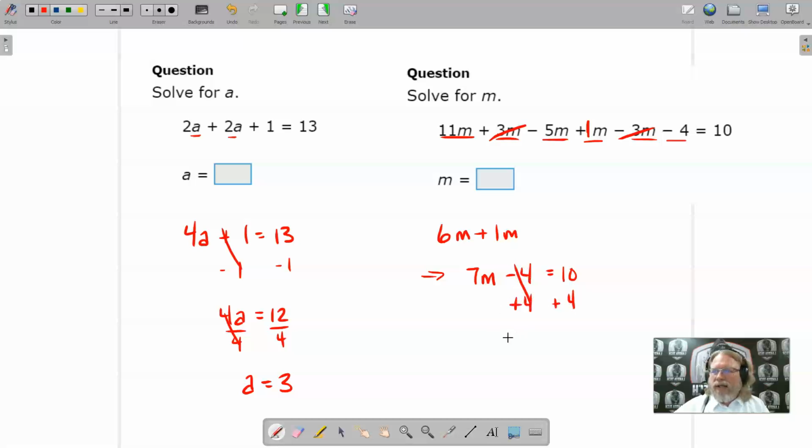The opposite's going to cancel each other out, leaving us with 7m, and 10 plus 4 is going to give me 14. Now my next step is to divide by 7 so that I can isolate that variable m, and those 7's will cancel each other out, leaving me with m equals 14 divided by 7, equals 2. So m equals 2 in this case.